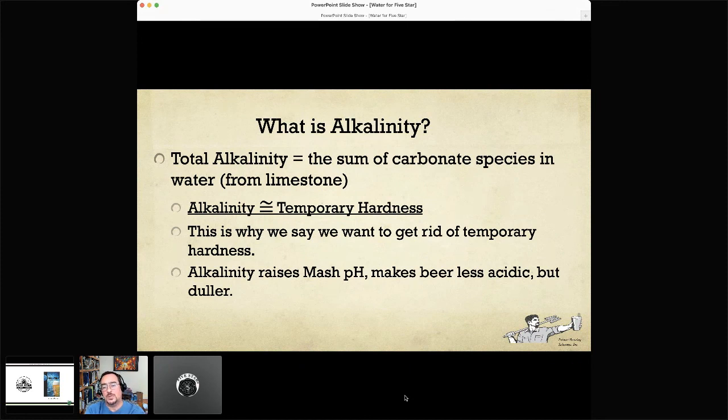So this is why we say we want to get rid of temporary hardness in our brewing water. It's not that we want to get rid of the hardness, it's that we want to get rid of the alkalinity that's associated with that hardness. Okay? And the reason is that alkalinity buffers or raises the mash pH, makes the beer less acidic and duller tasting, and can lead to astringency.